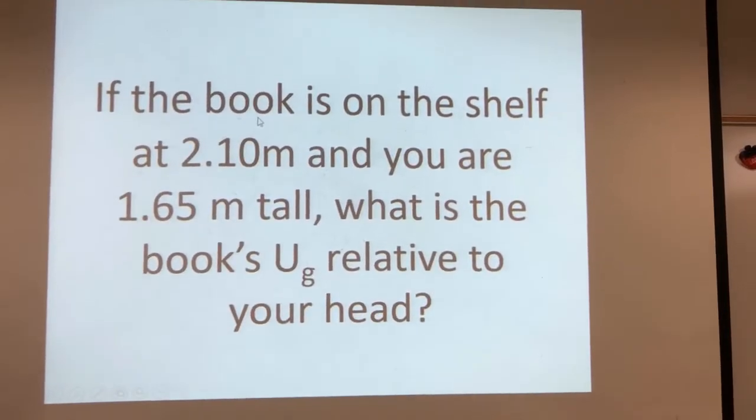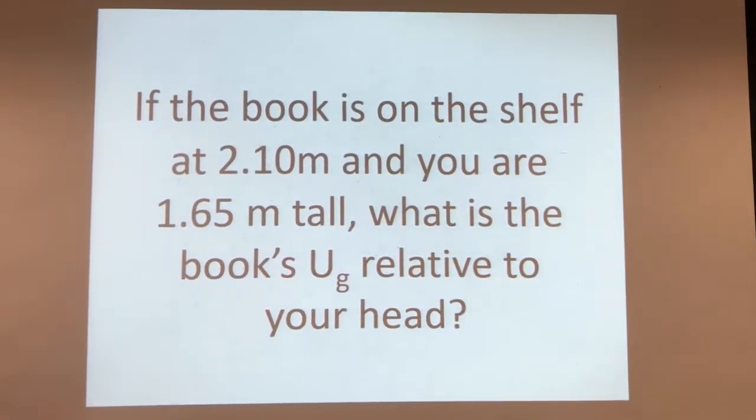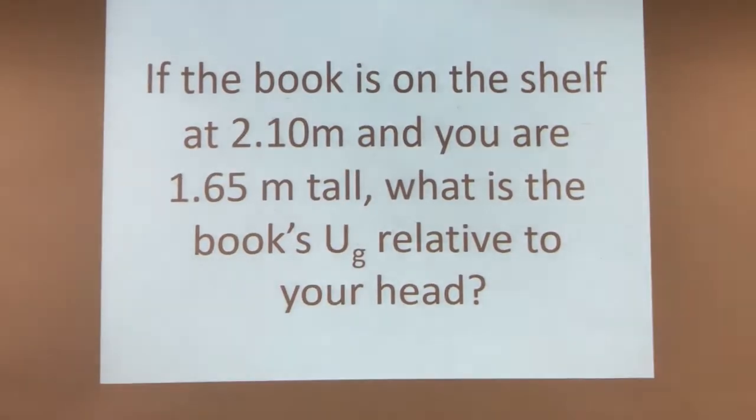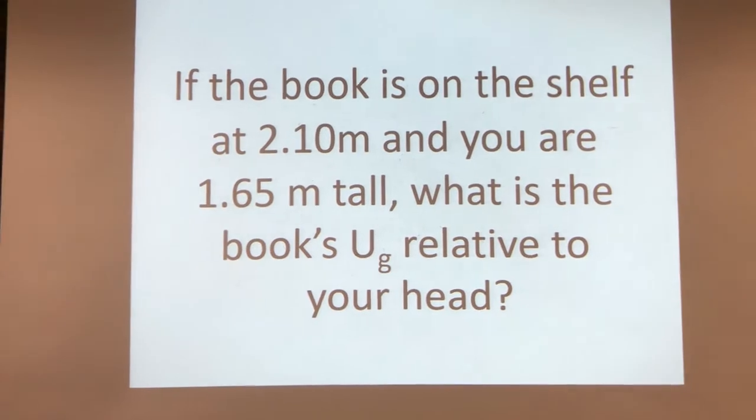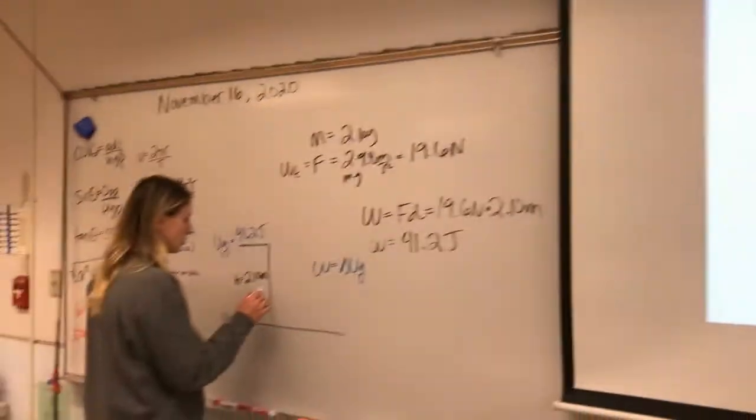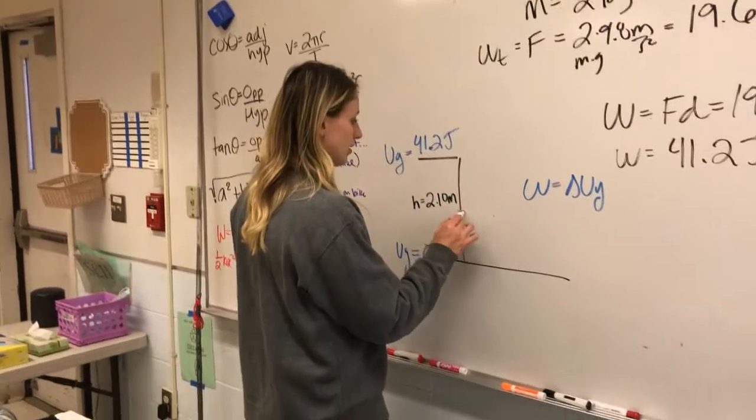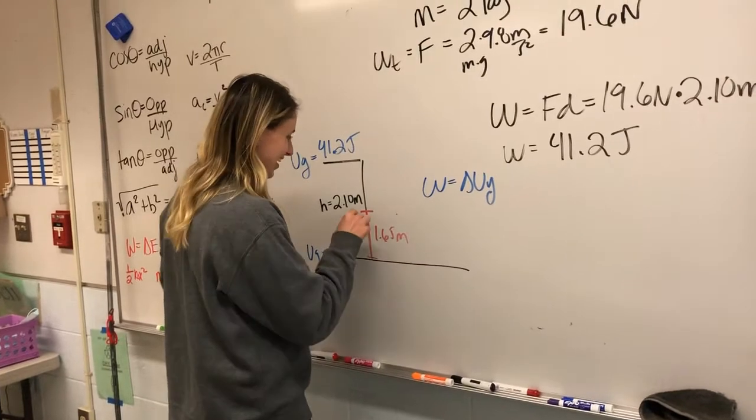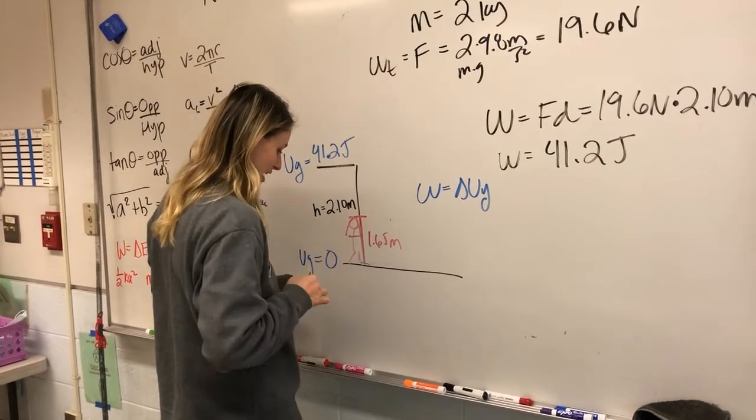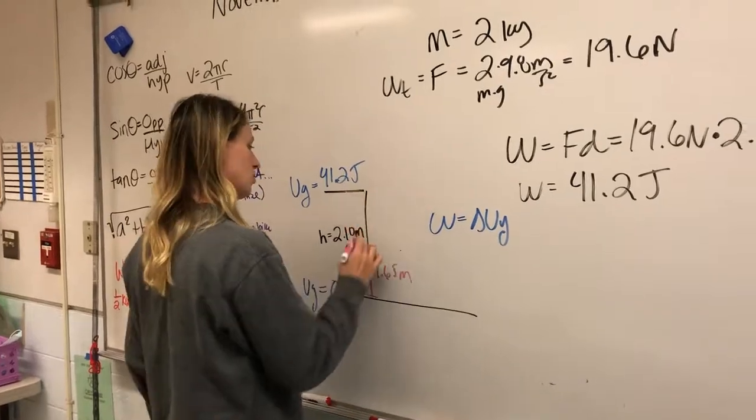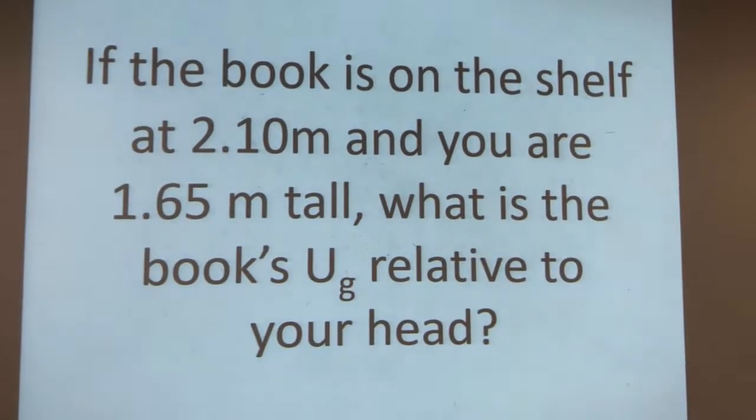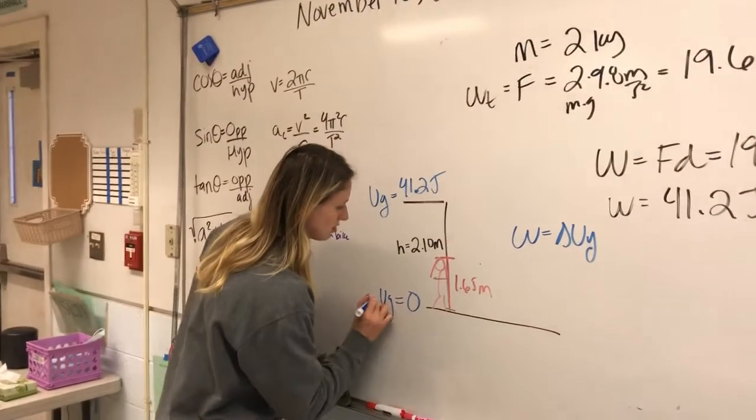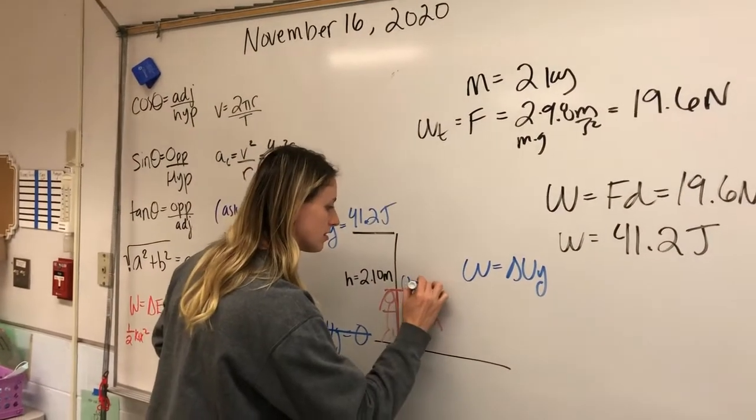Last question. If the book is on the shelf at 2 meters, up here hanging out, and you are 1.65 meters tall, what is the book's gravitational potential energy relative to your head? So I'm 1.65 meters. I'll draw a stick figure. Now our new potential energy relative to your head means 0 is going to be at your head. Let's cancel this one out. It's no longer existent. Our zero is now right here.